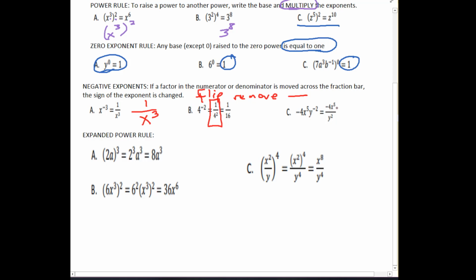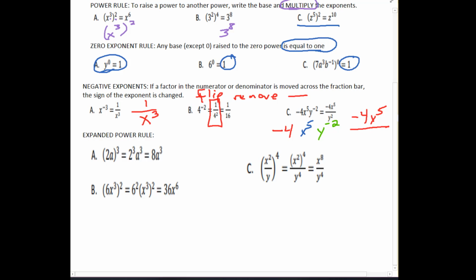All right, the last one. Oh, this looks huge. What am I going to do with all this? Well, let's take a look. Let's break it apart. We have a negative 4, I'm going to do different colors, we have an x to the 5th, and we have a y to the negative 2. Well, the negative 4 and the x to the 5th, they're fine. We don't have to mess with those. So let's put those over here for a minute. Negative 4 x to the 5th.